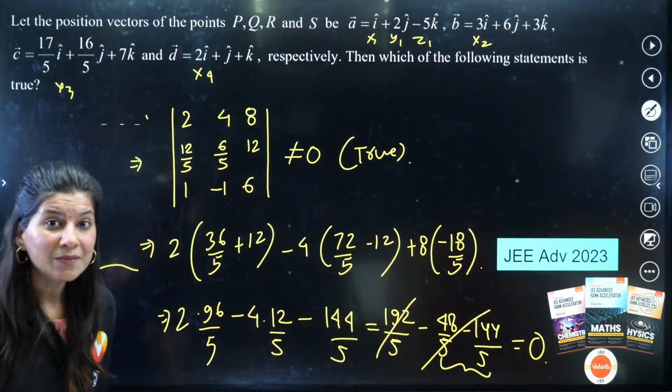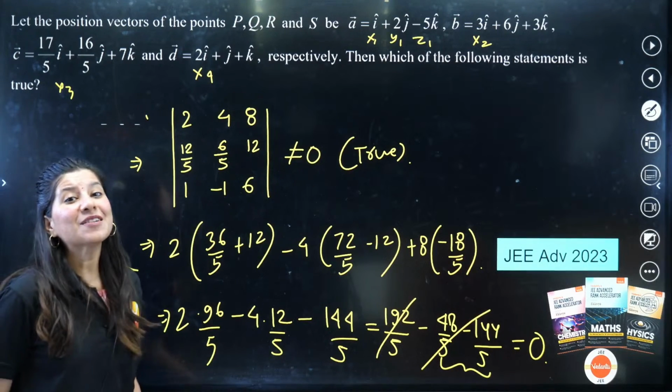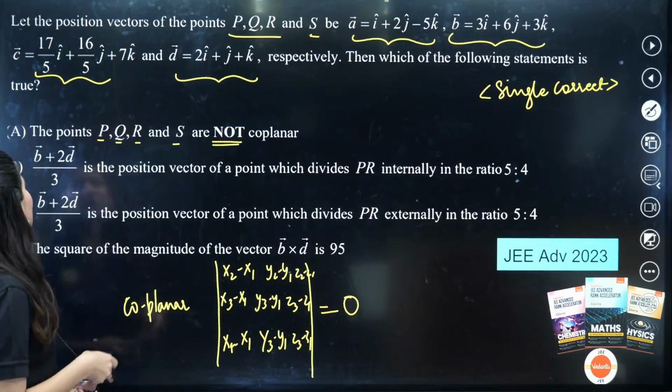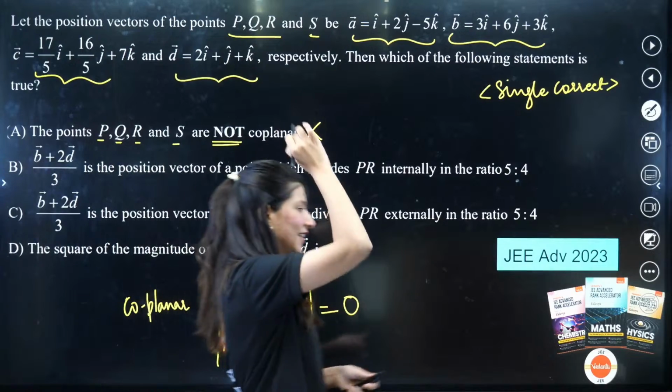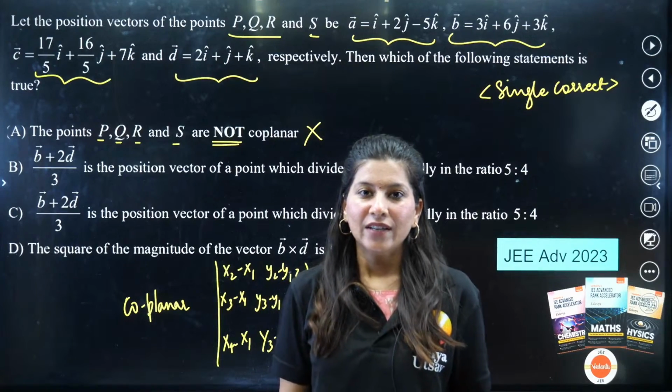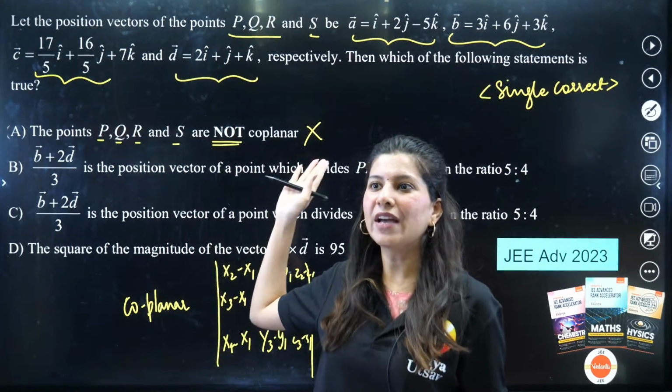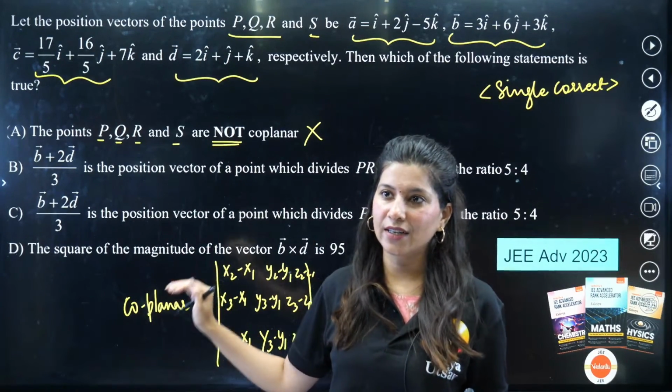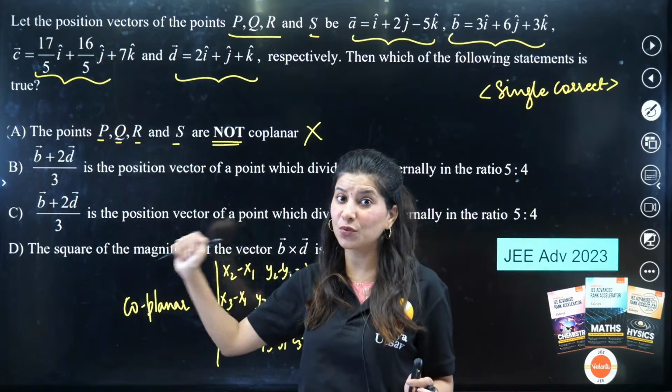What does that mean? That these points are coplanar points. So option A is not true. Option A is incorrect. Okay, so we have done so much work, right? But we have arrived at only option A being incorrect. We still have a long way to go.